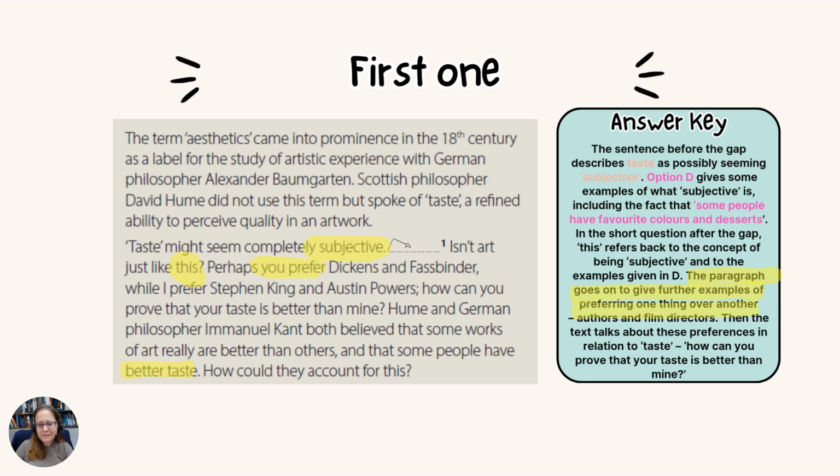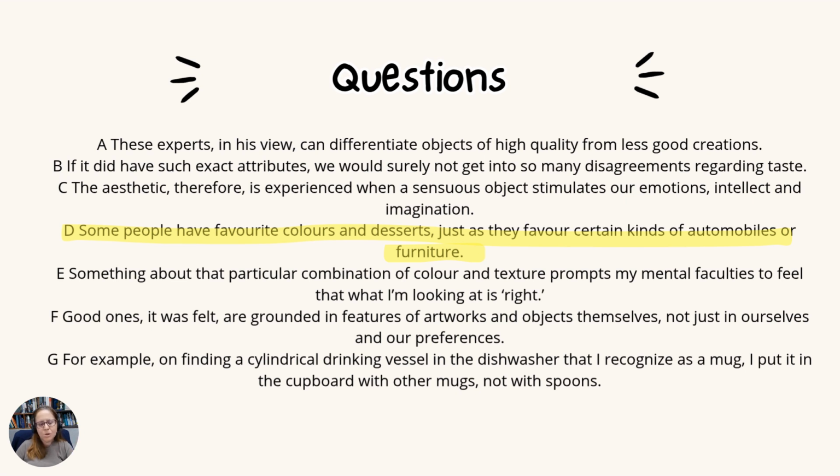It says taste might seem completely subjective, and we have to make sure we comprehend the sentence before the gap and the sentence that comes after it. So, taste might seem completely subjective. Gap. And then it says, isn't art just like this? Like taste? Subjective? Perhaps you prefer Dickens or Fassbinder, while I prefer Stephen King and Austin Powers. Here they're talking about Austin Powers, so we can see that the register is not as high as we thought. In this first example, I already highlighted the answer.